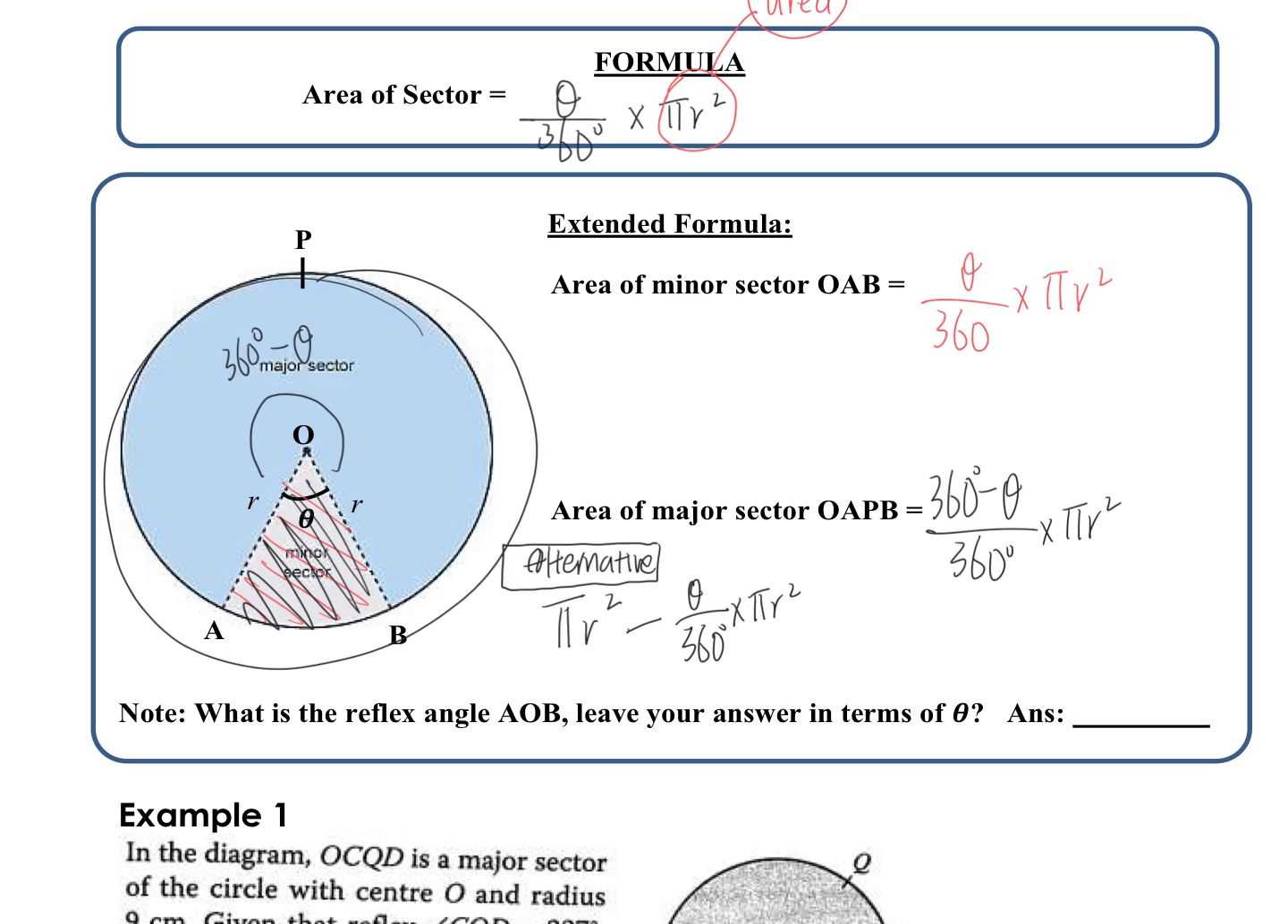Okay, what is the reflex angle of AOB? Reflex means more than 180. So reflex is this angle. It's actually 360, take away the theta.